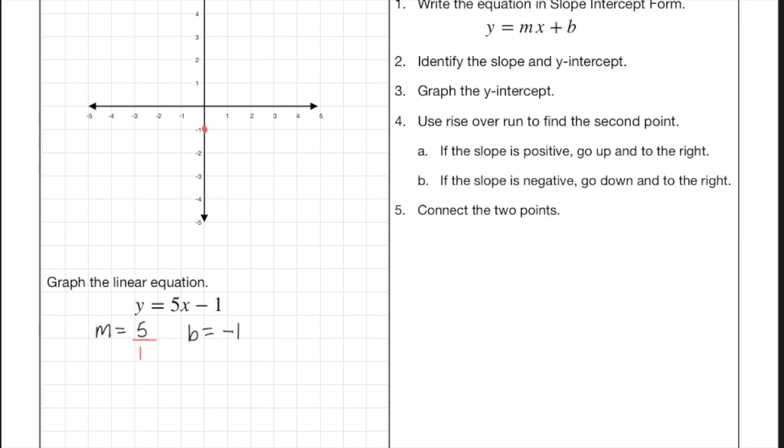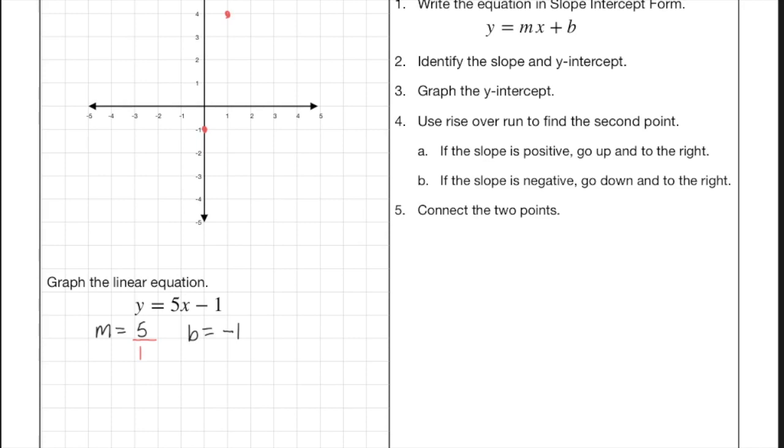So we're going to go right here. We're going to go 5 up, because that's going to be your rise. 1, 2, 3, 4, 5. And then we're going to move 1 to the right here. So your next point will be right there. Again, we moved up because the slope is positive, so we go up and to the right.